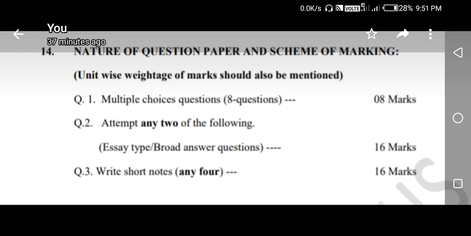And the last question, that is question 3rd, write short notes, any 4. They will give us 6 short notes. Out of that you have to attempt 4 short notes. So the sum total of all the questions comes to 40 marks.